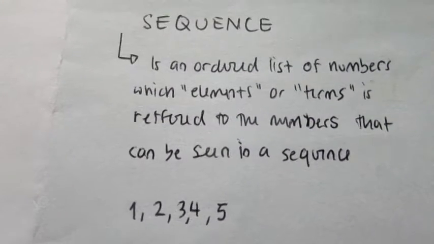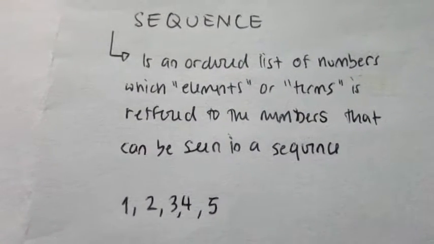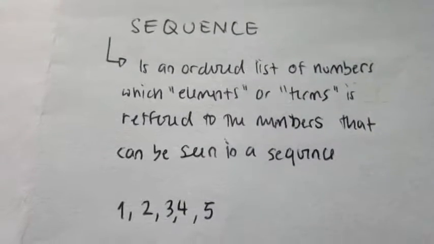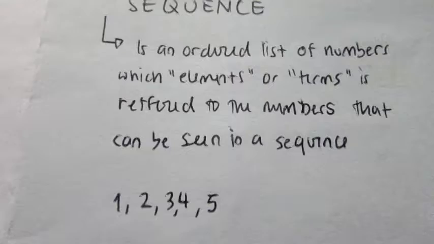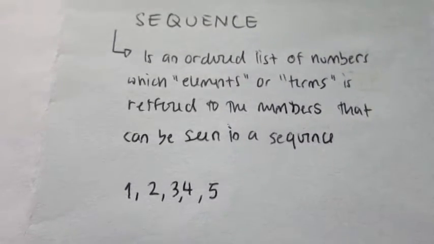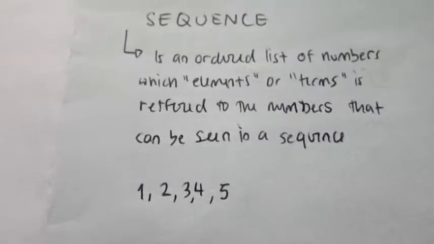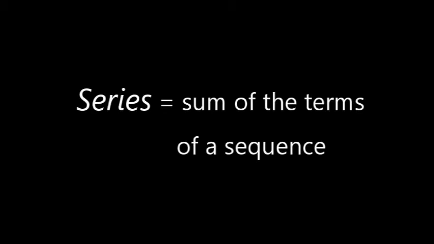So first, what is sequence? Sequence is an ordered list of numbers, where elements or terms refer to the numbers that can be seen in a sequence, like the sequence of 1, 2, 3, 4, and 5. While the series is the sum of the terms of the sequence.